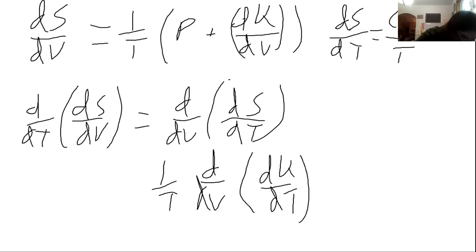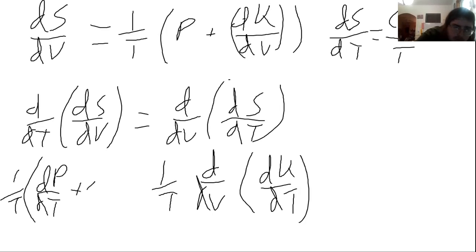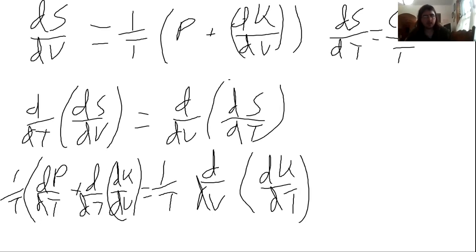The product rule wants us to go 1 over t dp dt plus d over dt du dv. Okay. Those two things must be equal, due to the product rule. So we can't just do that.